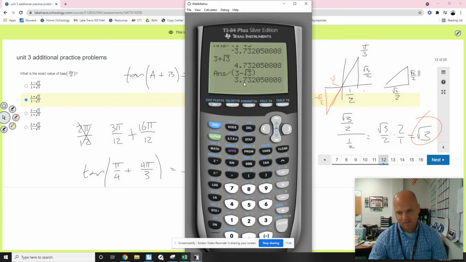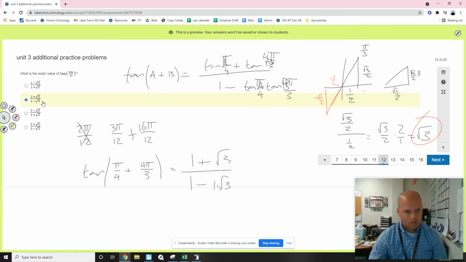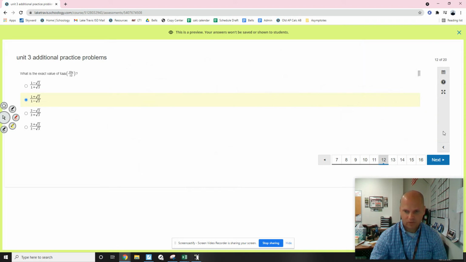It's close, but it's not right. So this one is negative. Both of these are going to be positive. Anyways, just be careful, okay? Hopefully you pick the right two angles to start with.